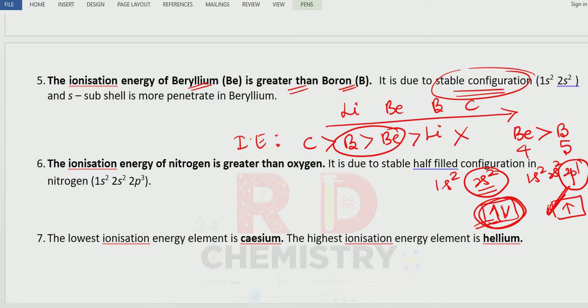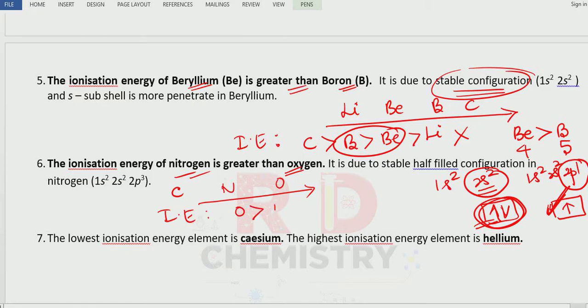Similarly, for ionization enthalpy, nitrogen is greater compared to oxygen. See here, we have carbon, nitrogen, oxygen along the period. The ionization enthalpy of oxygen should actually be greater than nitrogen, which should be greater than carbon, along the period, right? But there is an exception here. What is the exception? Nitrogen is actually greater compared to oxygen and carbon.